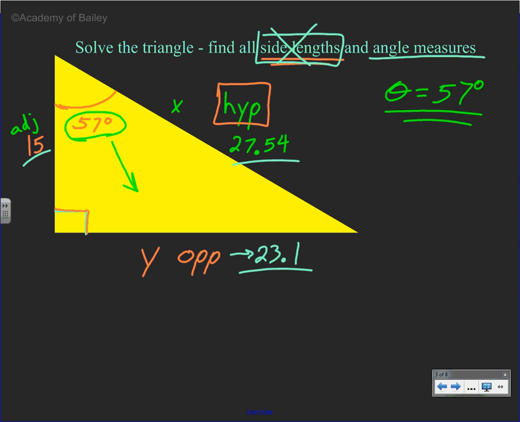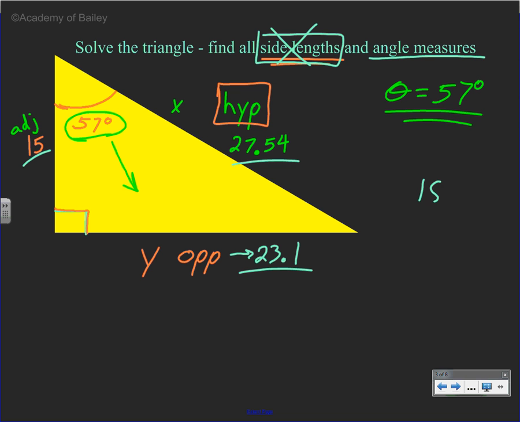So we've met this part of it. Now we need to find all angle measures. Well, we know the right angle is 90. We know the other angle is 57. So all three angles should add up to equal 180. But I know one of them is 90.